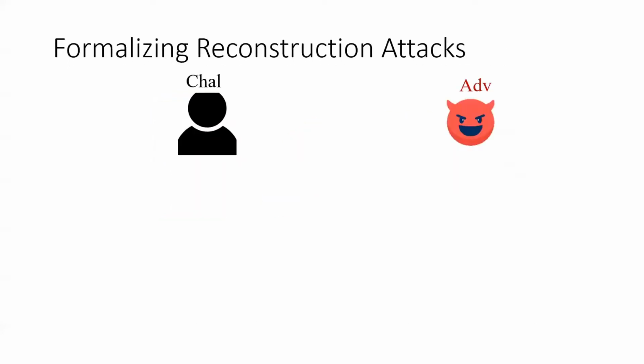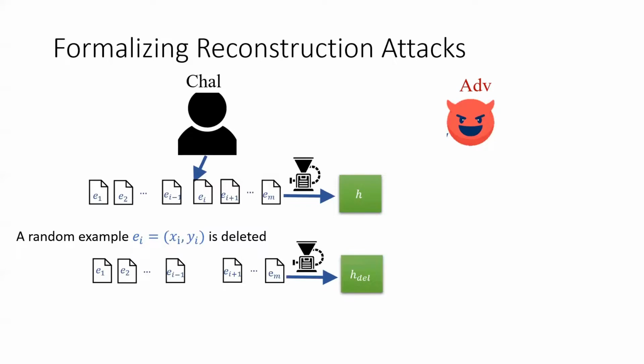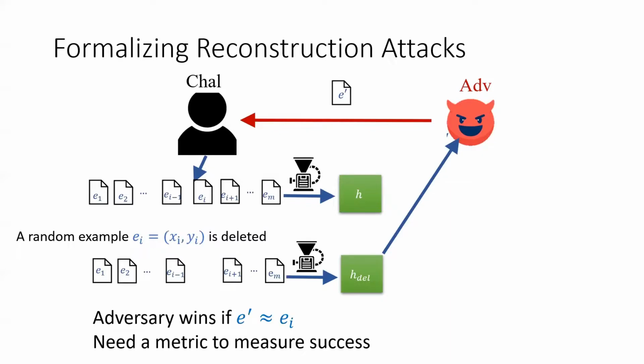Similar to deletion inference, there are two parties, a challenger and an adversary. The challenger first picks a dataset with size m and trains a model with the learner. The adversary has oracle access to this model. The challenger then picks an example to delete and trains a new model. After that, the adversary is given oracle access to this new model. The difference here is that in deletion reconstruction, the adversary needs to estimate the example and send it back to the challenger. The reconstruction doesn't need to be perfect, and the adversary's performance is measured by some distance metric between the reconstructed example and the deleted example.